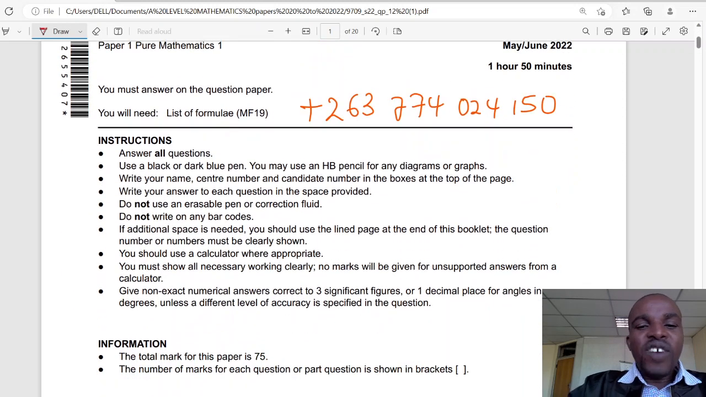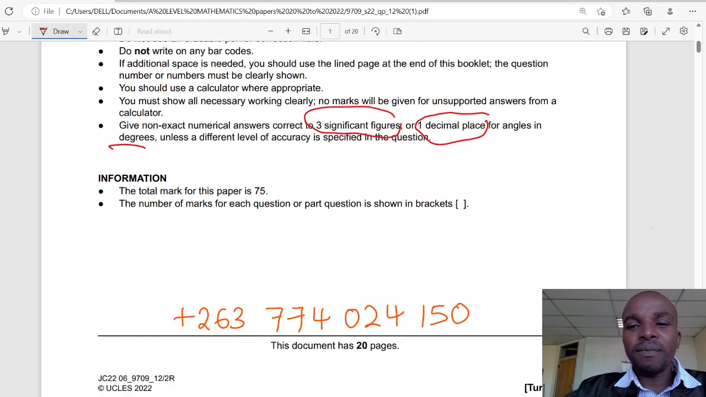Right, degree of accuracy, please take note. 3 significant figures. Or if it's an angle, 1 decimal place in degrees, not in radians. Take note of that part.